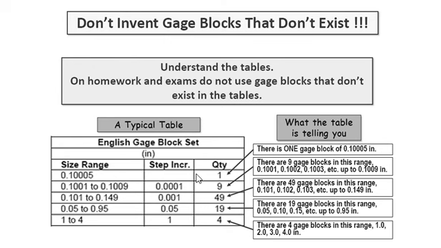So you have to understand your tables. And of course, on homework and also exams, do not use gauge blocks that don't exist in the tables. You have to use, depending on the size range, okay? Don't take it from someone else's box, right? It's got to be from your box within that range, and make sure you check the specification. Also, you have to check the gauge block value, which is written on the block itself, right? And that has to be in this range.